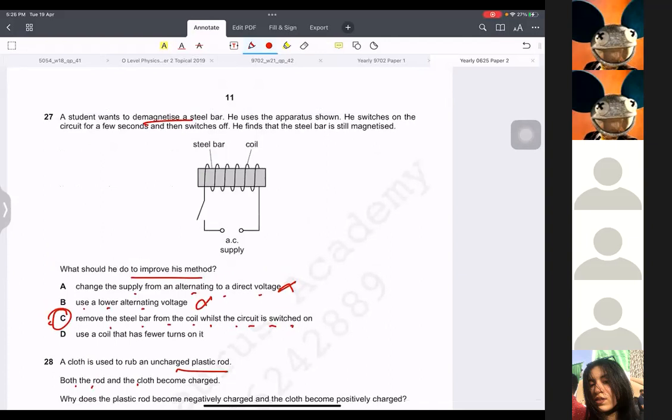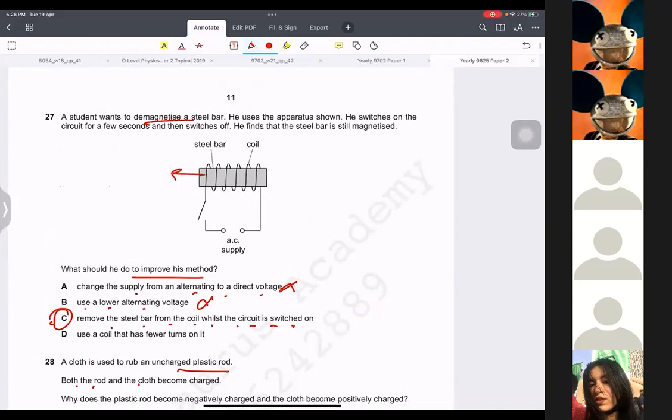How would that affect it? But then C says the switch is on. It's a coil. It would only create a stronger magnet, not a weaker one. It doesn't demagnetize. You have to pull it out in any case to demagnetize. Okay, yeah.